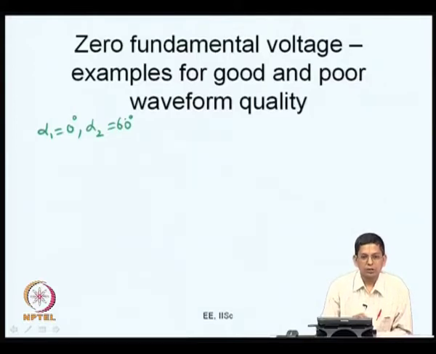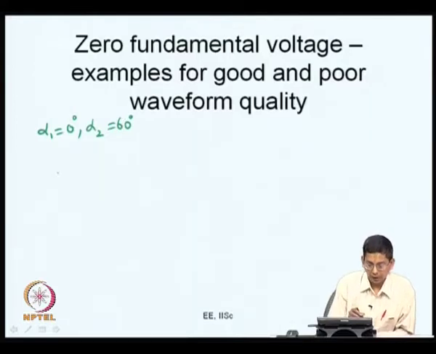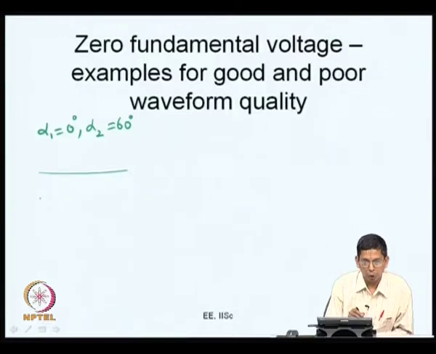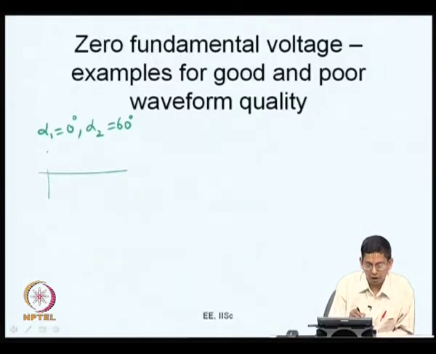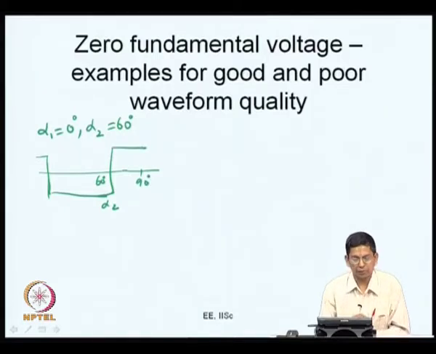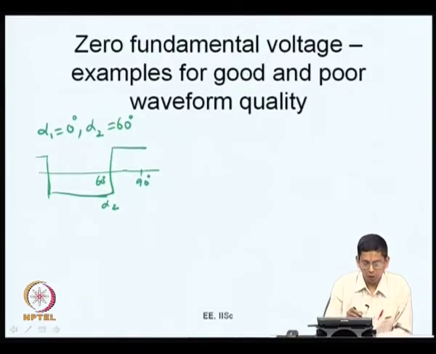What is the nature of the waveform going to be here? At alpha 1 equal to 0, the waveform is supposed to switch from low to high, and it is also supposed to switch from high to low. Now, these two have been merged. So, the waveform is basically the other way here, and it switches high at alpha 2. This is 60 degrees and this is 90 degrees. This is how the waveform is.